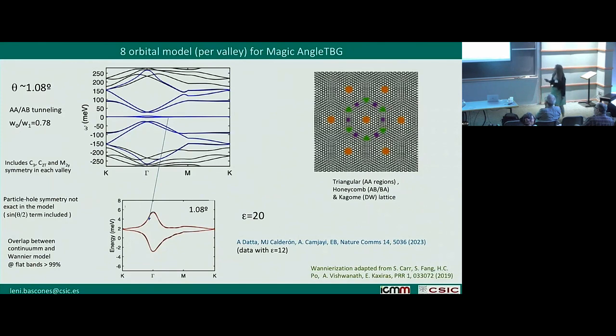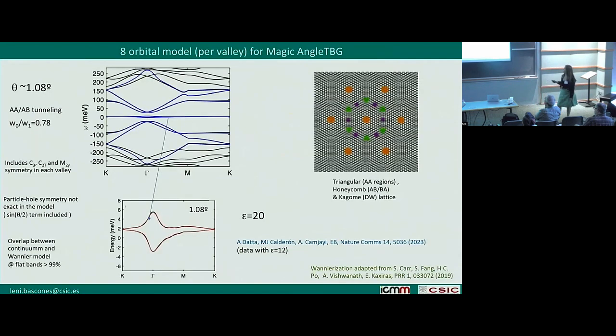So the results that I'm going to discuss have been published recently, but in the paper we were using a dielectric constant of 12. Now the results I'm going to present here use a dielectric constant of 20, that I think is a bit closer to the one in the experiment. But essentially the discussion is the same, and whenever it's not, I will mention it.